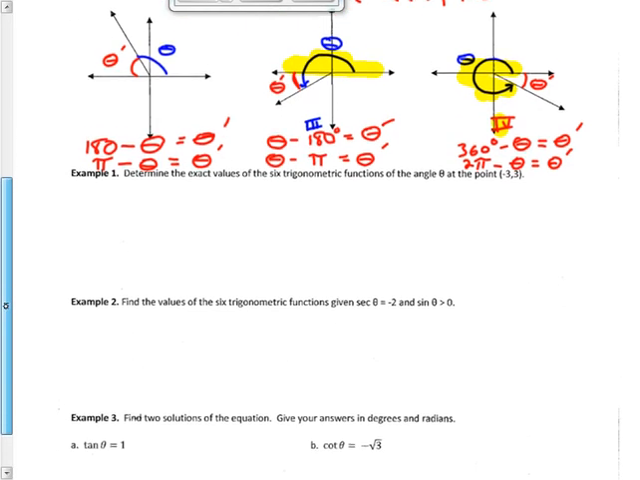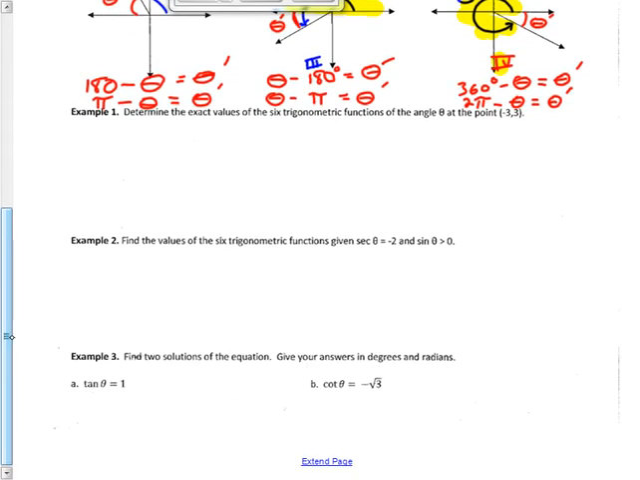And what's important about this whole idea is that it gives me an idea of how to create a triangle with these trig functions and be able to find an angle theta, and so determine the exact values of the 6 trig functions. Well, my 6 trig functions are sine, cosine, tangent, cosecant, secant, and cotangent. And I'm looking at the angle theta at the point -3, 3.